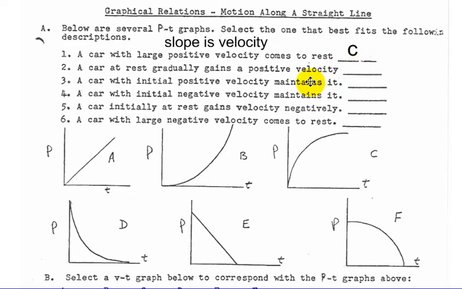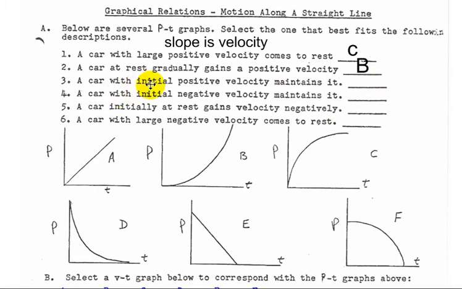Again, think of velocity as slope. 2, a car at rest initially, so going 0, gains a positive velocity or gains a positive slope. So not moving, then gains a positive slope. That would be this graph here. Initially the slope here is 0. Slope is bigger, bigger, even bigger yet. So graph B would be the answer for that one.